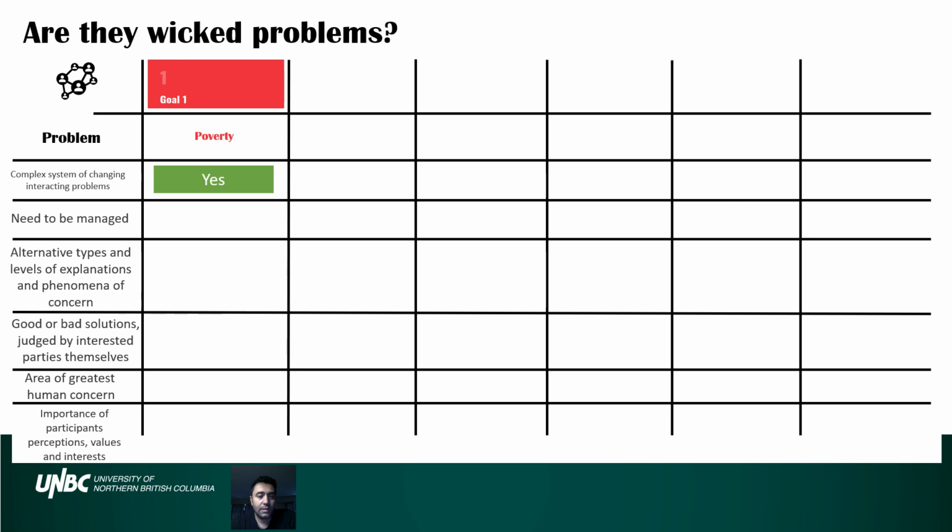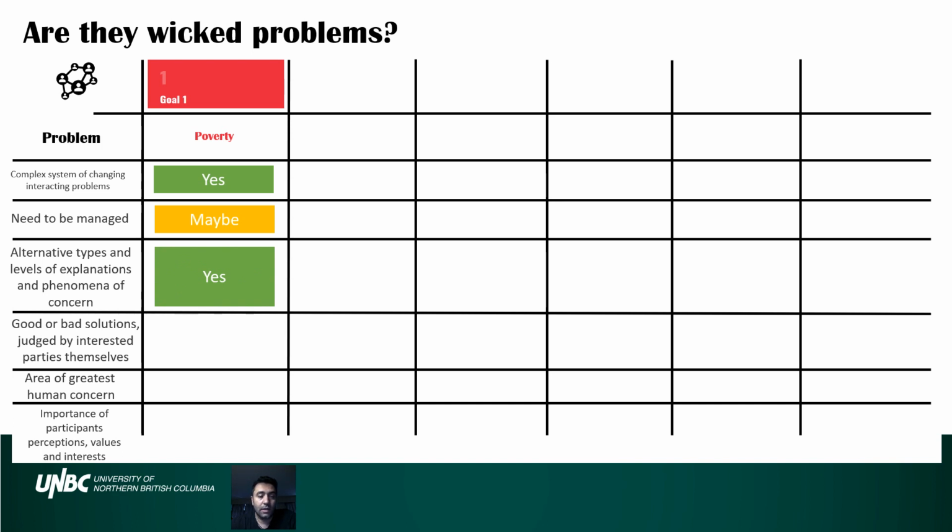Is the system a complex system of changing, interacting problems or not? It is a complex system of changing, interacting problems. Does it need to be managed, or can it be solved? Possibly one day the problem of poverty can be solved, but right now it needs to be managed, so I selected the maybe.